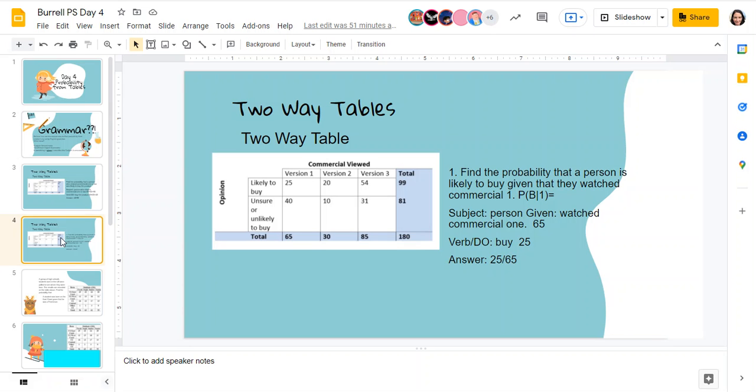Okay, find the probability that a person was likely to buy given that they watched commercial 1. So we don't have to really worry about the formula when we have a table. We know that they watched version 1, so we're only looking at the people who watched version 1. Of the people who watched version 1, 25 were likely to buy, 40 were unsure or unlikely to buy, out of a total of 65. So we want the probability that they were likely to buy given that they watched commercial 1. That would be 25 people likely to buy out of 65 people altogether. And of course, you can simplify those fractions.